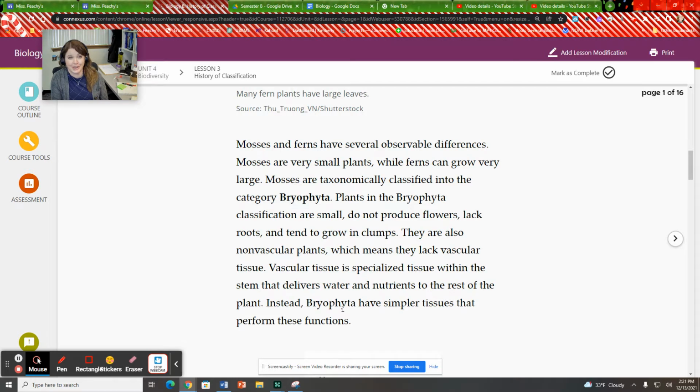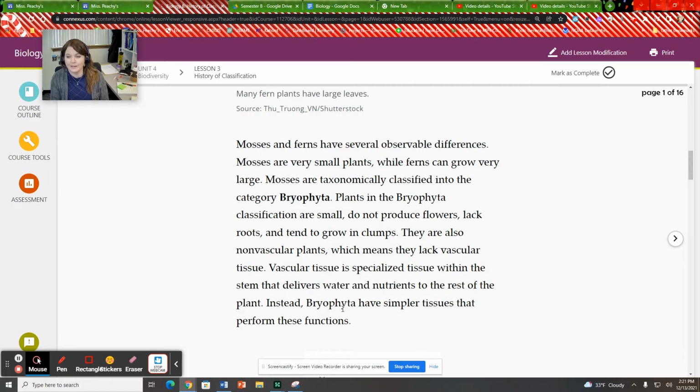Non-vascular plants do not have this tissue. Therefore, those plants rely on cell-to-cell transport like osmosis, diffusion, and active transport to move material from cell to cell, because they don't have a vascular network of tubes that allow for the flow of water and nutrients throughout their bodies.